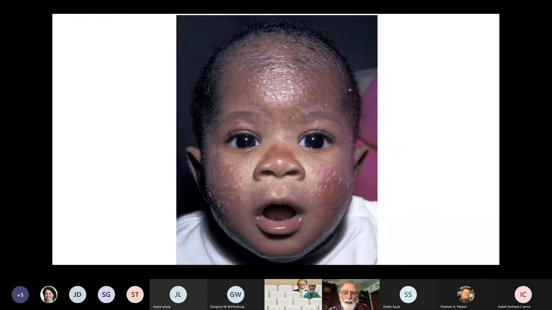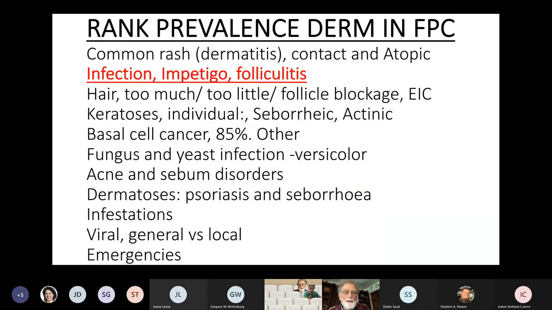For sure, this kid's got atopic dermatitis. So I'd be encouraging you to think about what else this kid might have. And you're saying to yourself, I think that kid also has staph. So this is our segue to infections of the skin, and in particular, folliculitis. So we've moved now from the common rash. We've covered the most common. Now we're at the second most common.